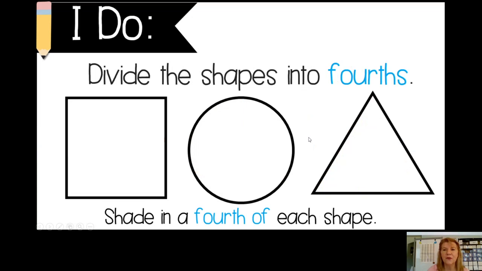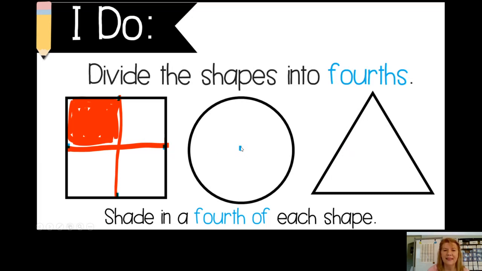Divide the shape into fours. We have a square. We're going to put our dots right in the middle of each side. I have the top and bottom, and then I do the sides. So all 4 sides have a dot right in the middle, and then I just match my dots up by drawing the lines, and I have 4 equal parts. And I have shaded that.